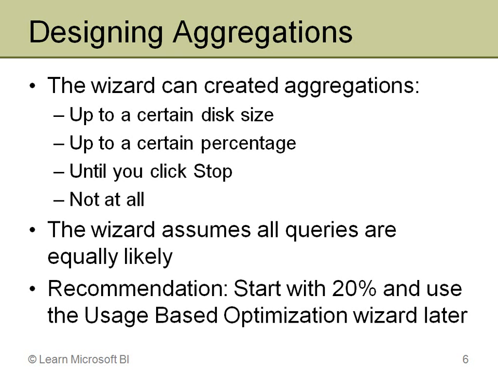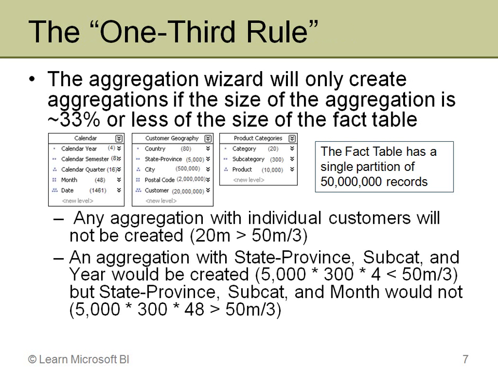I'll have a whole video on UBO later, but what the usage-based optimization wizard does is it allows you to monitor queries. It logs them as people are doing them. So rather than just assuming all queries are equally likely, you're logging actual queries. Then you run the usage-based optimization wizard. It looks at this log and it determines what aggregations would have best answered those queries. And if they don't already exist, then it can create them for you. So a very interesting tool, and again, I'll cover that in a later video.